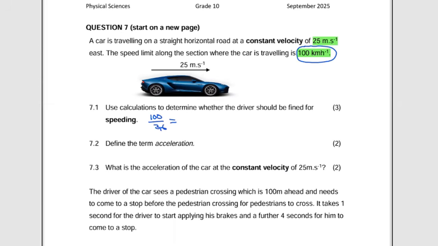So I'm going to get a value of 27,78 meters per second, right? So now this is what I'm having. Therefore, for me to compare, I'm going to say 25 meters per second is less than the one that he is supposed to be traveling at, which is 27,78 meters per second, right? So he is traveling at 25.